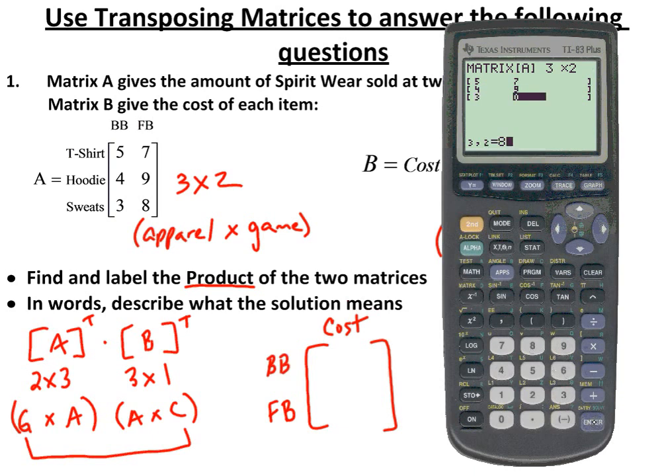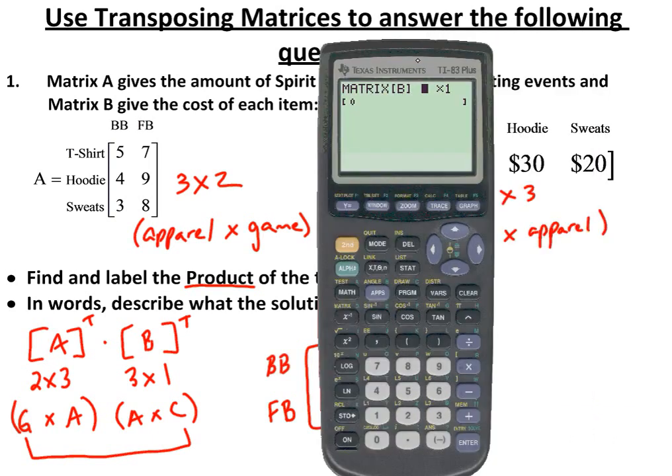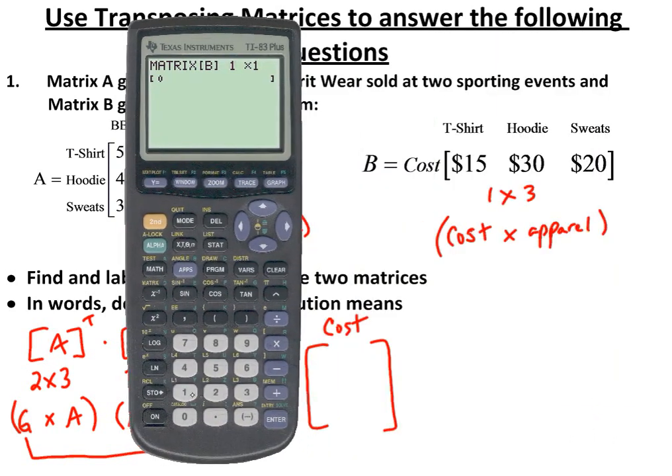This is the most important thing. Make sure you hit enter after that last entry. A lot of people just type it in here, don't hit enter, and then wonder why their answer is wrong. It's because it doesn't actually go in until you hit enter. I'm going to quit this and go back into matrices, and I'm going to now edit my B matrix. That was a 1 by 3, which is 15, 30, and 20.